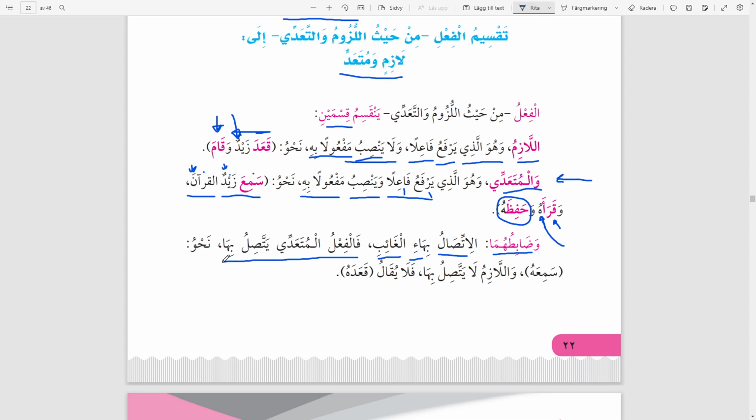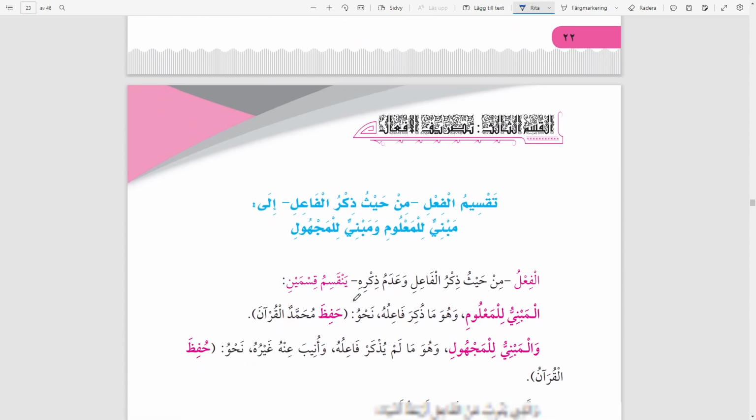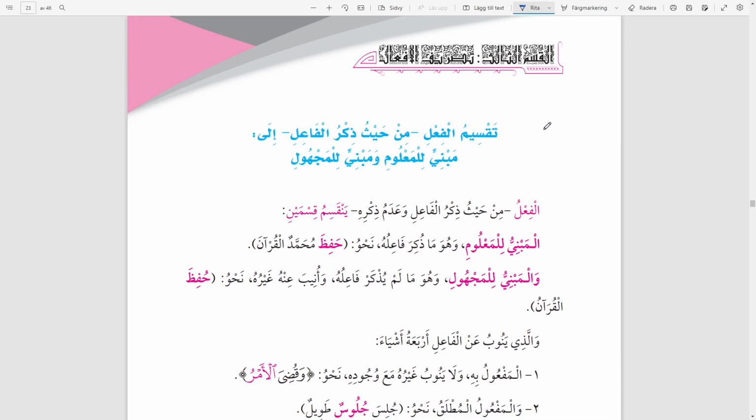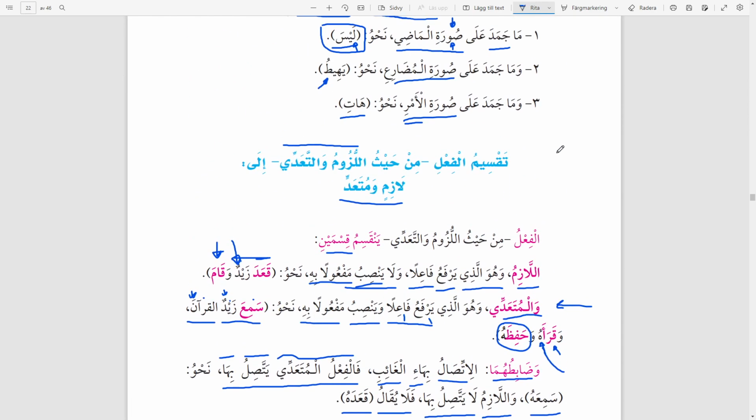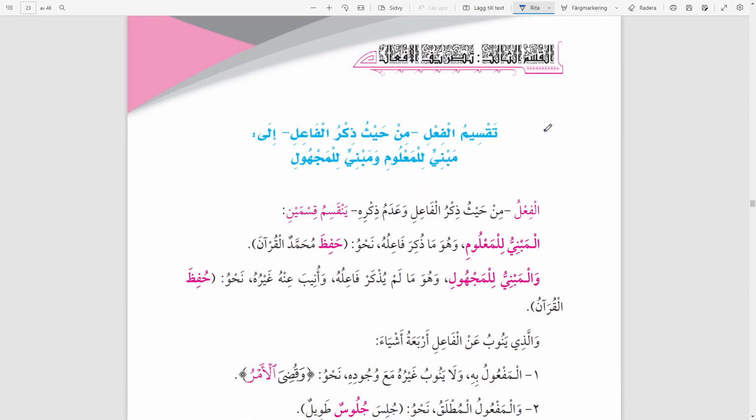فالفعل المتعدي يتصل بها. So the effective quote unquote verb connects with such a ha successfully, like سمعه, he heard it. واللازم لا يتصل بها. So the intrinsic verb, so to speak, does not successfully connect with the word, and it does not make sense. So you cannot say فلا يقال قعده, he sat it. No. And then you have, and this has to be the 3, 4. This should be the last one.